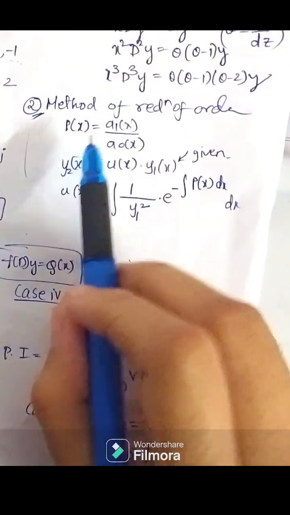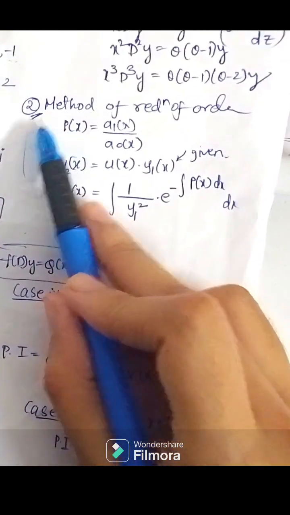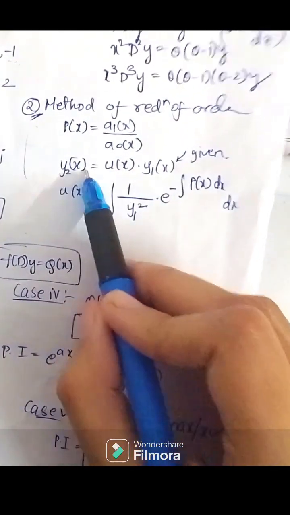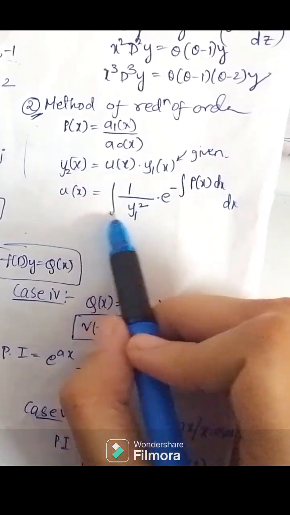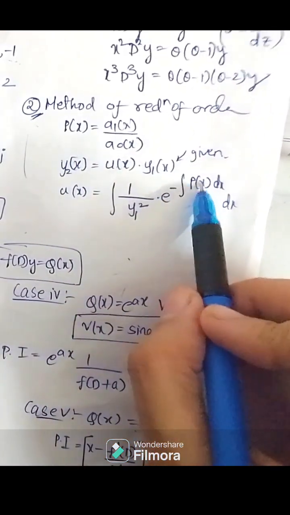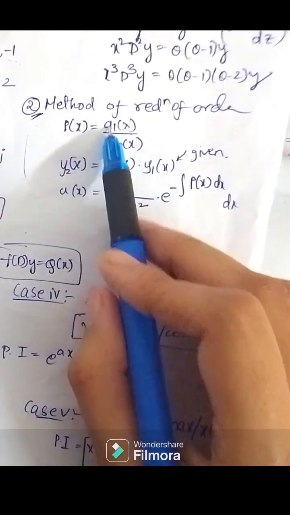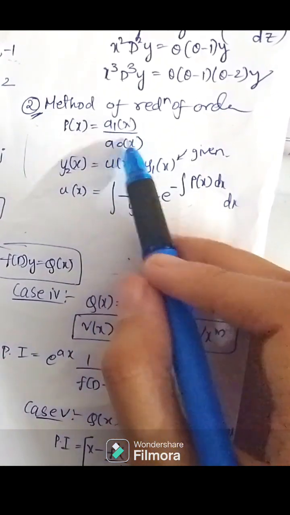Okay, so here you have to remember that y1 of x will be given and y2 of x you have to find using this formula: u of x into this. What is u of x? This formula. Okay, what is p of x? It is coefficient of y dash, divided by coefficient of y double dash. Like this we'll do. Okay, we'll see one question.